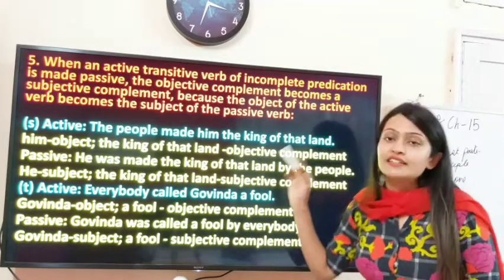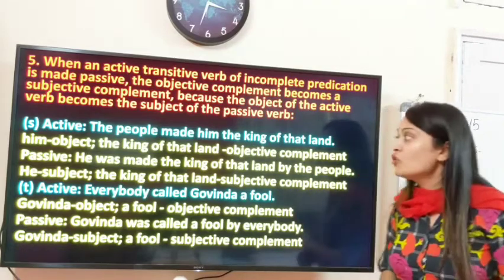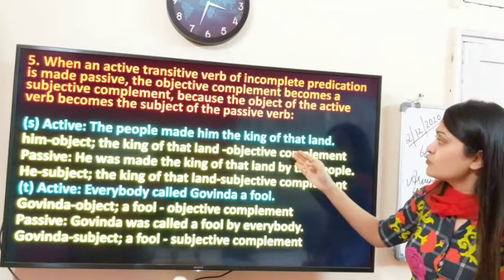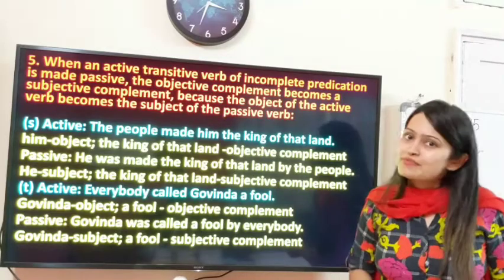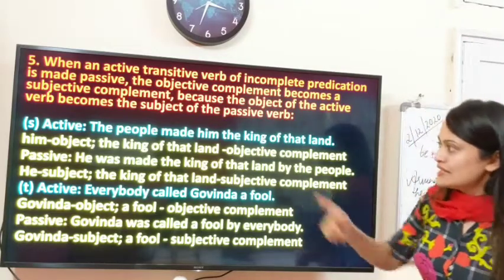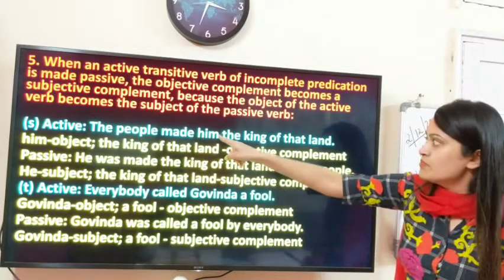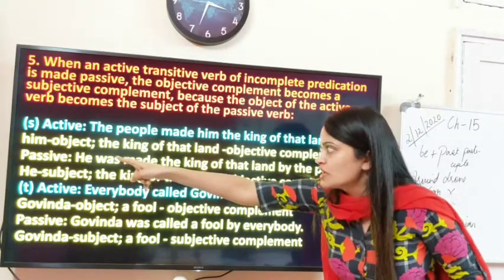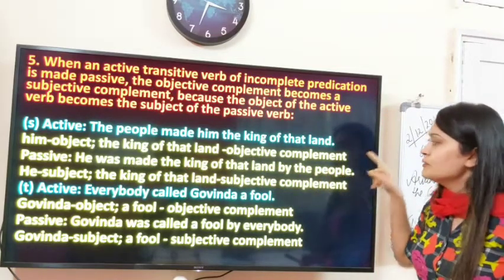Now, suppose this sentence has to be changed into passive voice, children. So, how will we do it? We will take the objective complement, take it in front with the subject and make it the subjective complement. How? Let's see. Passive form. He is him. Him goes over, the subject goes over there. He was made the king of that land by the people.